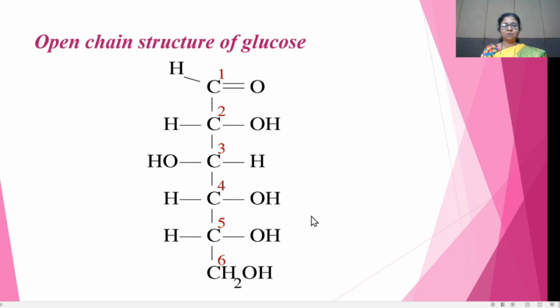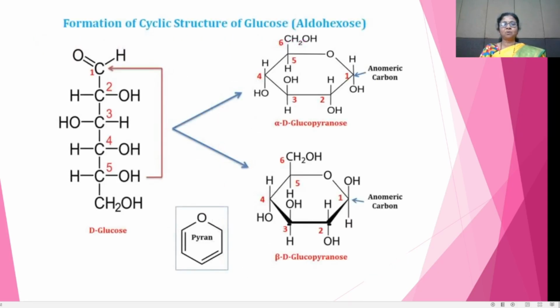In this way, we write the open chain structure of glucose. There is the presence of one aldehyde group, then 4 secondary alcoholic groups, and one primary alcoholic group. This is the open chain structure of glucose. But some reactions are not explained by this open chain structure, and therefore the cyclic structure of glucose is proposed.